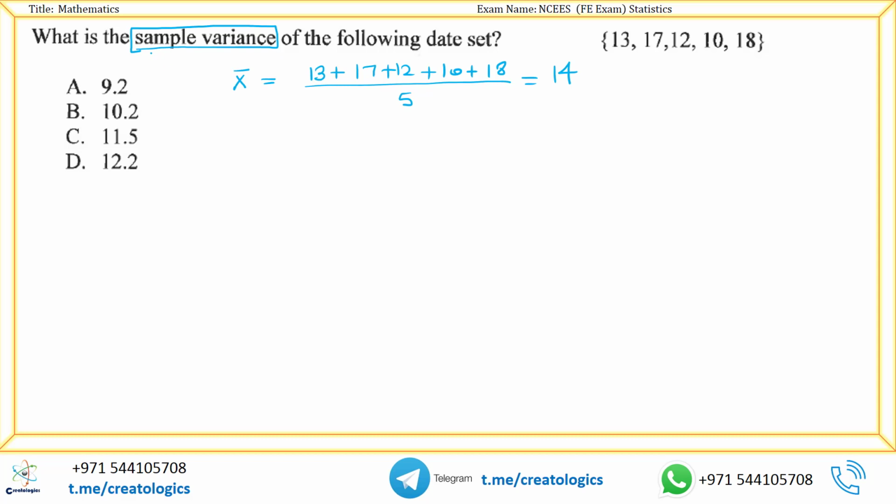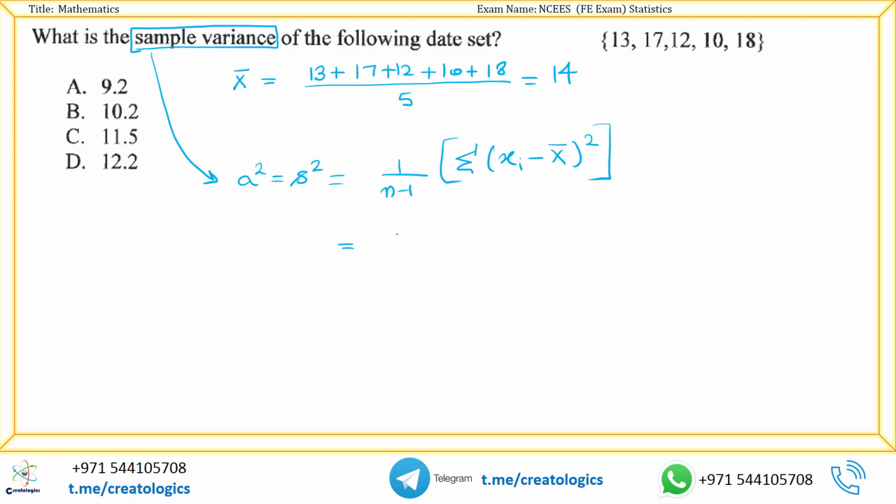Now it says for the sample you have to find the variance. So the variance will be given by, again, sigma squared, or sometimes it is represented for the sample by s squared, which is equal to 1 over n minus 1 times the summation of xi minus x bar squared. So this time take care of these things.